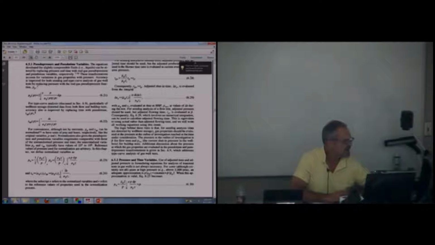1/2 of the integral from 0 to p of p over mu z dp is my pseudopressure. Or I mean 2 times that. When I multiply by 1/2, well, basically I have pseudopressure. I'm going to multiply it by 1/2, and by viscosity, z factor, and pressure, subscript r for reference, which is, in this case, average reservoir pressure, original reservoir pressure. So I need this product here, 1/2 mu z over p.